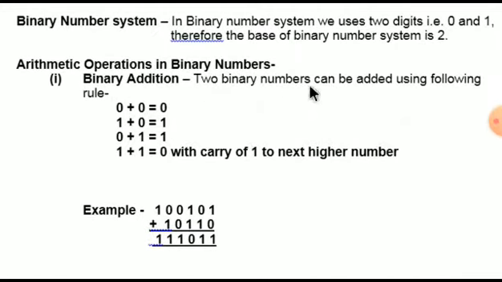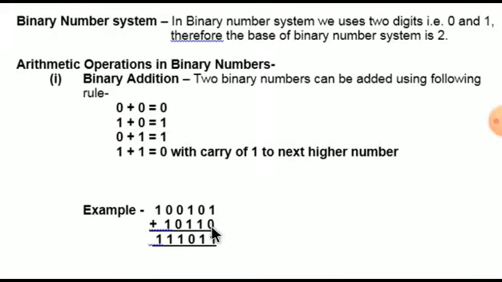Two binary numbers can be added using following rules. You have to follow these rules. Like 0 plus 0 is equal to 0, 1 plus 0 is equal to 1, 0 plus 1 is equal to 1, 1 plus 1 is equal to 0 with carry of 1 to next higher number. For example, I have taken here number 100101 and next number is 10110. We will add this.